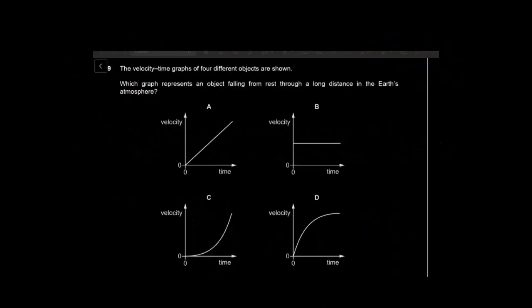The velocity time graphs of 4 different objects are shown. Which graph represents an object falling from rest through a long distance in the Earth's atmosphere? So if we see all the options available here, in option B, the initial velocity is not 0. Therefore, we will not consider option B. We will look at options A, C and D.